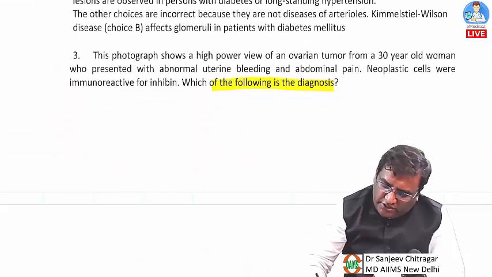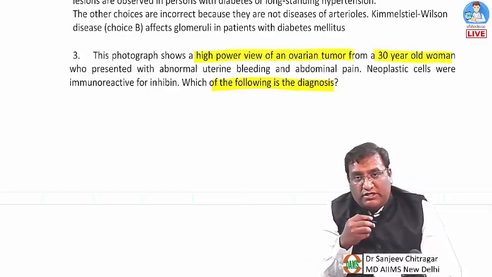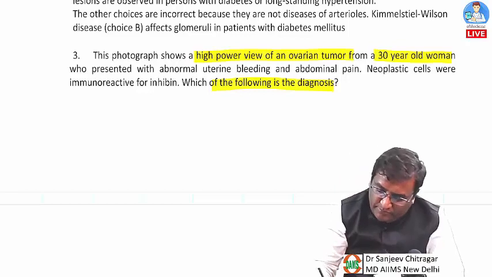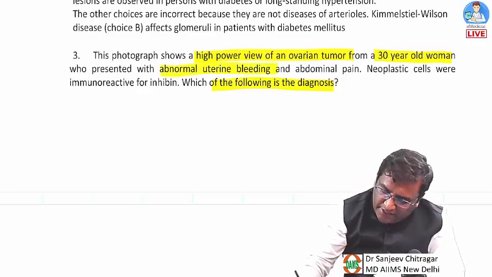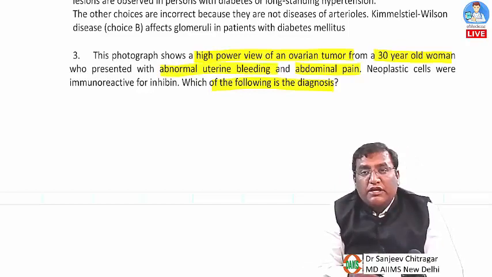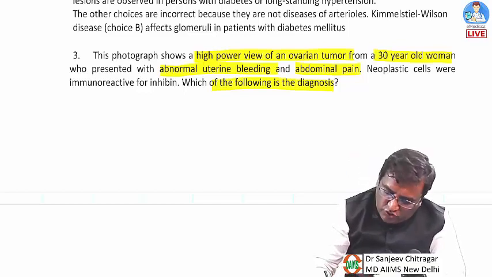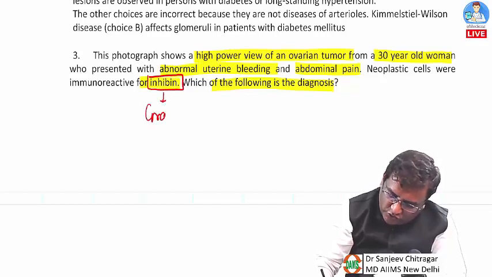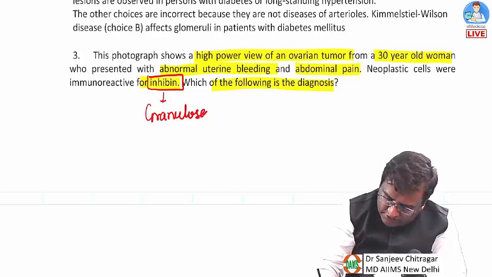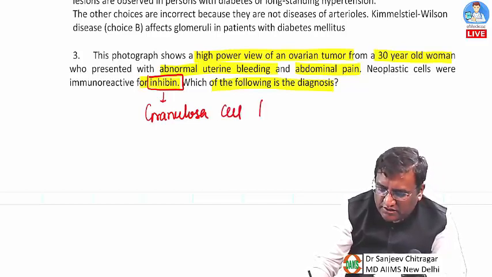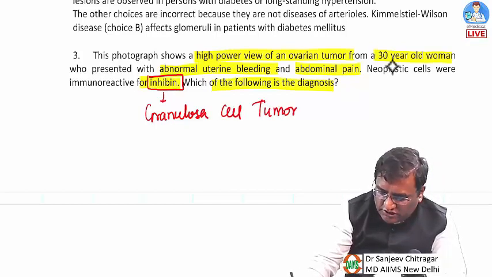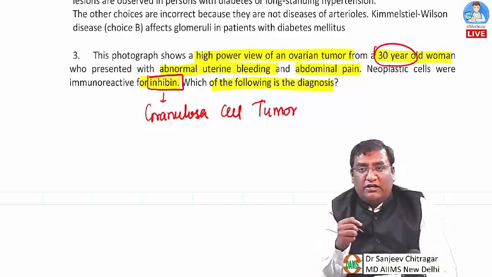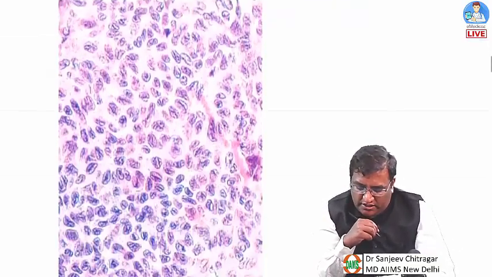This photograph shows a high power view of an ovarian tumor from a 30-year-old woman. She presented with abnormal uterine bleeding and abdominal pain. The neoplastic cells are immunoreactive for inhibin. This is the keyword given. Inhibin is a marker for granulosa cell tumor. Simple. The answer will be granulosa cell tumor, and it is in a 30-year-old, so this will be an adult granulosa cell tumor.